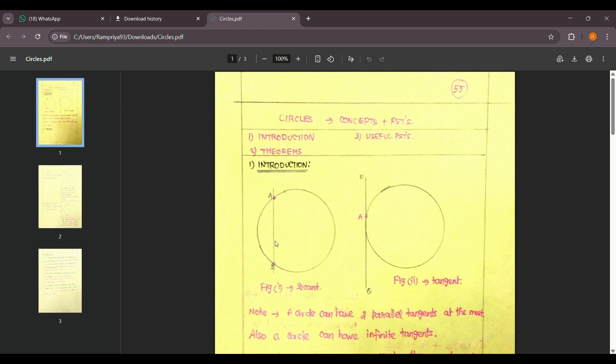So here you have the introduction, followed by some useful theorems and then useful PSTs. PSTs, problem solving techniques, I have given at the end. So it would be useful for you.